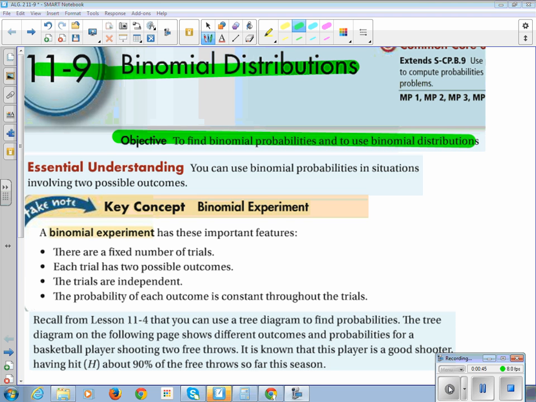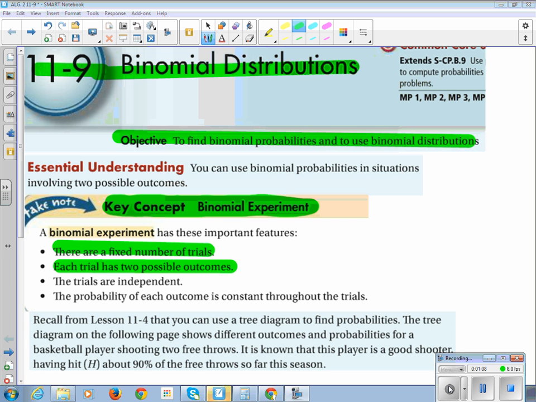So we can use binomial probabilities in situations involving two possible outcomes. But first, we need to be able to identify which experiments we can use these for. So a binomial experiment has the important features. There are a fixed number of trials. Each trial has two possible outcomes. The trials are independent of each other, and the probability of each outcome is constant throughout the trials.